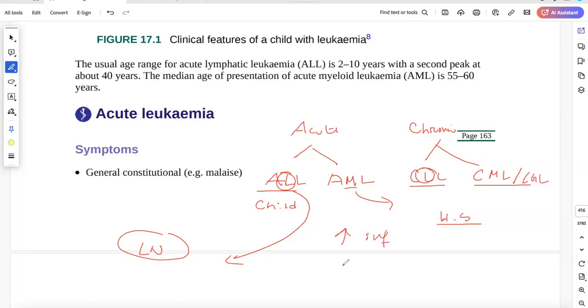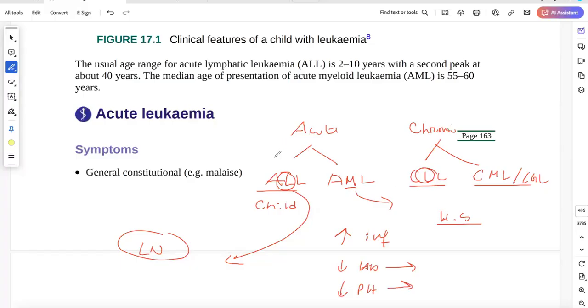On top of that, leukemia patients at some point become anemic, so low hemoglobin. So features of anemia will be there: tiredness, fatigue, malaise. They get low platelet count, so they will have increased bleeding tendency, bruising, bleeding, etc. So that will be the main presentation for leukemia.